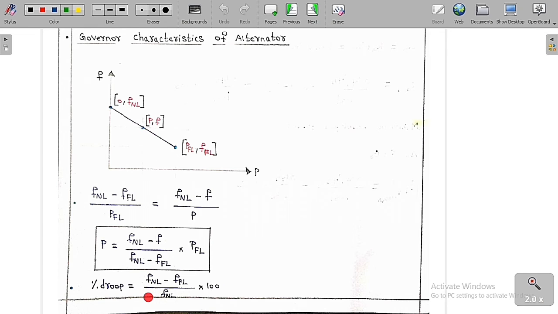And what is the percentage droop? Percentage droop is nothing but from no load to full load, how much amount of change with respect to FNL. So FNL minus FFL by FNL into 100. The percentage of droop is how much the frequency changes from no load frequency to full load frequency with respect to no load frequency, which is FNL minus FFL by FNL into 100. It is called the percentage of the droop.